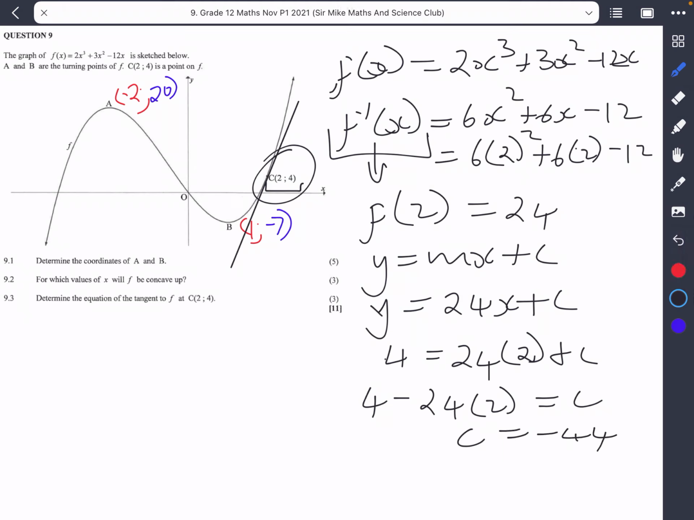So the equation of the tangent to f at that point would be y equals 24x minus 44.